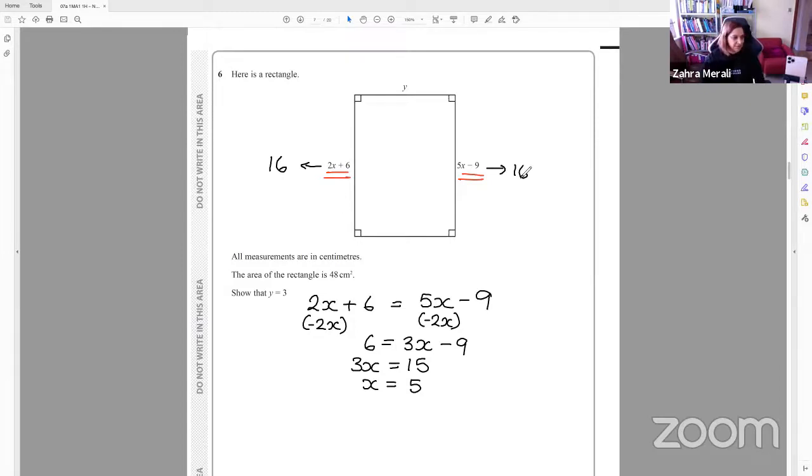We're now told the area of the rectangle is 48 centimeters squared. So we're going to have the length times the width gives us 48. So we say something times y is 48, and that tells us y equals 3. And even if you weren't sure of that, we're told to show that y equals 3. So you can just do a double check by going backwards and doing 16 times 3 and checking that you get 48. So use the answers to help you when you're in an exam.